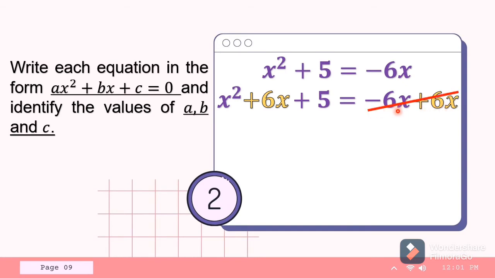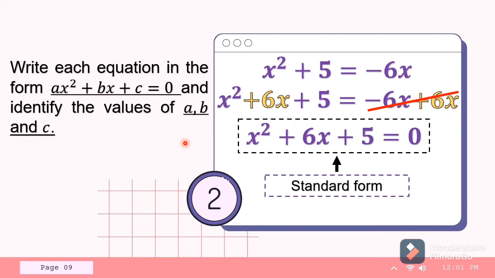Then, makakancel na to kasi negative 6x plus 6x is equal to 0. So, we have x squared plus 6x plus 5 is equal to 0. And ito ay naka-standard form na. Ngayon, hanapin na natin si a. Ang a natin ulit ay yung quadratic term. At ito yon. Ibig sabihin ng x squared, ang a niyan ay 1. Next, linear term naman tayo para sa b. At yon ay 6. And then, constant term, which is the c, that is equal to 5.